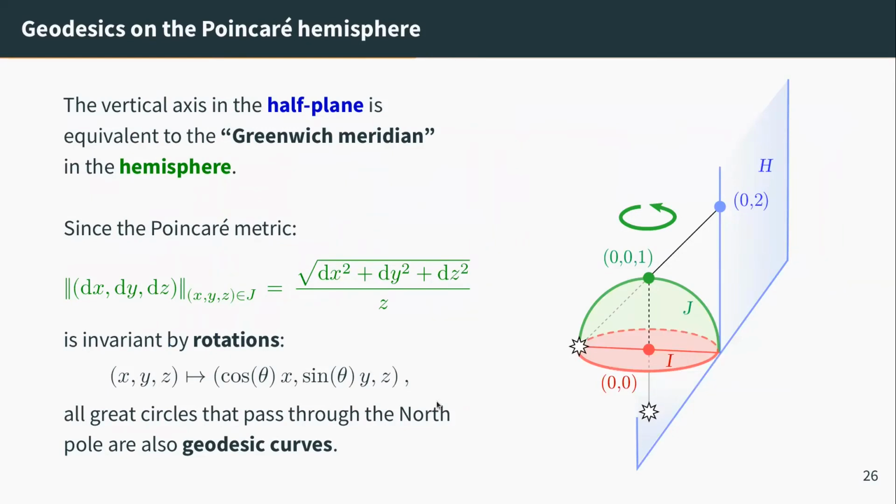So if you want to show it at a calculus level, you would write down that a rotation of angle theta along the vertical axis is a function that takes x, y, z, and associates cos theta x minus sin theta y, sin theta x plus cos theta y, and z, so they do not change z. And if you look at what happens to dx squared plus dy squared plus dz squared, dz squared doesn't change, and for dx squared plus dy squared, you get cos squared theta plus sin squared theta, which is equal to 1, and so it collapses. This is the way you understand that this metric is invariant to rotations. And so since my Greenwich meridian was a geodesic, then all meridians should be geodesics.